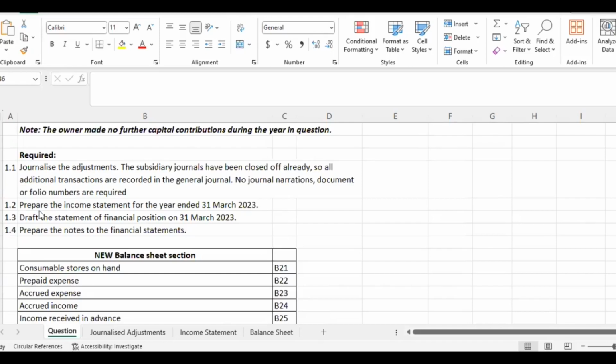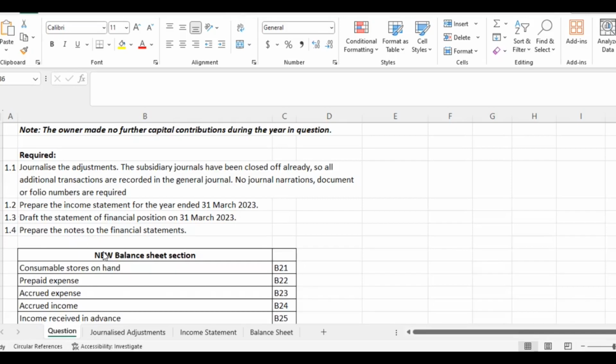Then we are supposed to prepare the income statement for the year ended, whatever the year end is, as well as draft the statement of financial position for the end of the year. And then it also tells us we must prepare the notes to the financial statements. Now in this video, I'm going to look at 1.2, prepare the income statement for the year ended 31 March 2023. And I'm also going to look at the two notes that relate to the preparing of the income statement, notes 1 and 2.